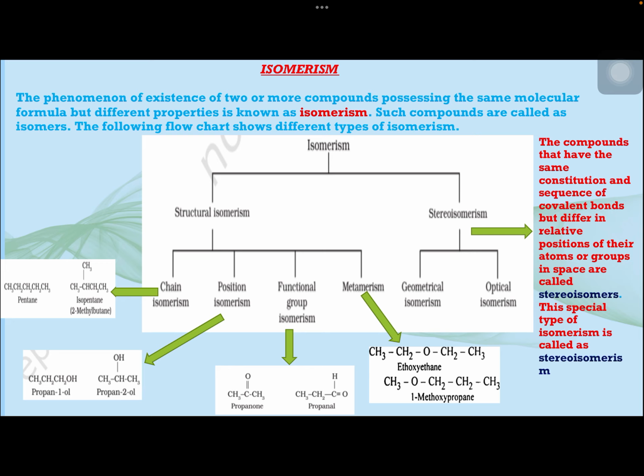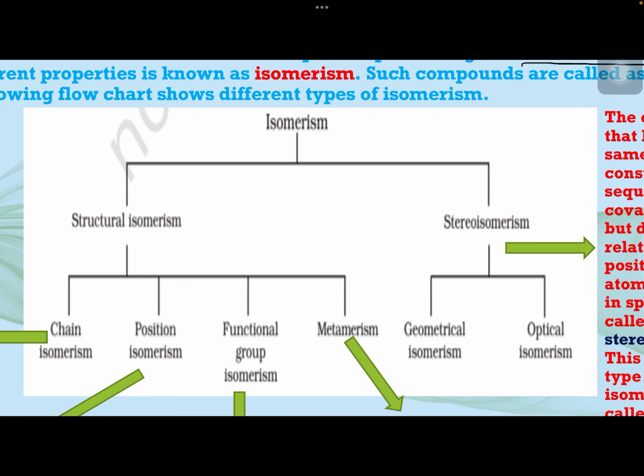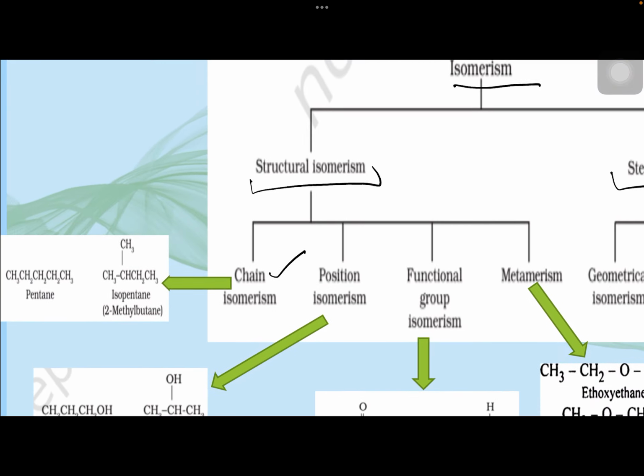Okay. Now, isomerism, the next topic. Isomerism is the phenomenon of existence of different isomers. Isomers have exactly the same molecular formula, but different structural formulas, which affects their properties. If you see the flow diagram, isomerism is divided into 2 parts: structural isomerism and stereoisomerism. Structural isomerism again has 4 parts. Chain isomerism, let's see the examples one by one.